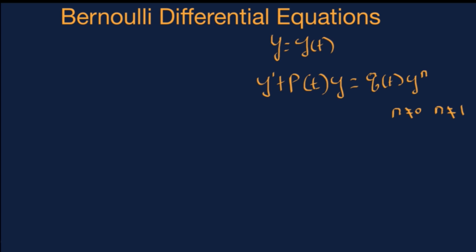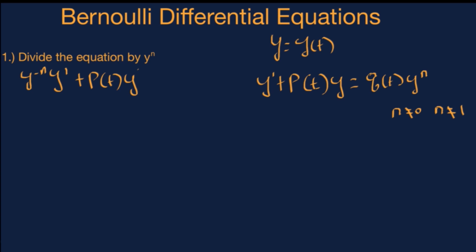So the first step of solving this equation is dividing both sides by y raised to the power of n, which is the same thing as multiplying by y to the negative n. And when we do that, we get y to the negative n times the derivative of y plus p of t times y raised to 1 minus n, and that will be equal to q of t.